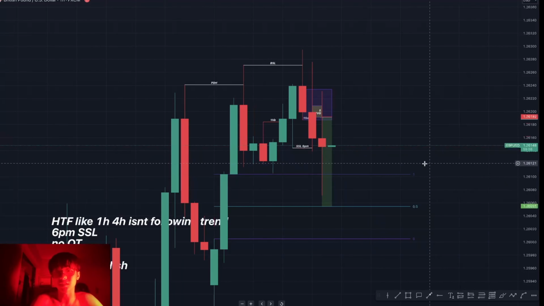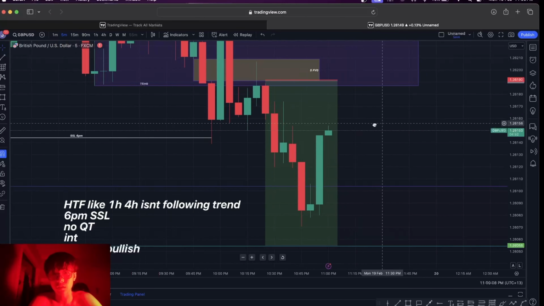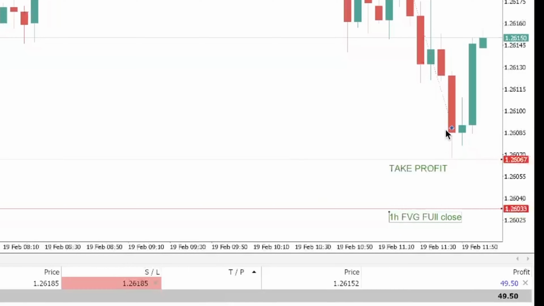No 1 hour break to the downside, unfortunately. I think we're going to get stopped out at break even. But aside from that, we've got a mean fill on our TP.